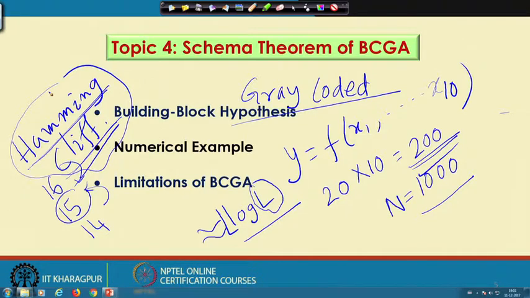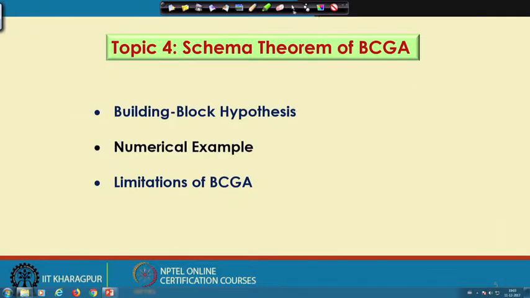Here, the real coded GA I have discussed in much more detail, but the gray coded GA most probably I did not discuss in detail, but it is very simple. The only thing is the design variable should be expressed in terms of gray codes in place of the binary code, other things will remain the same.